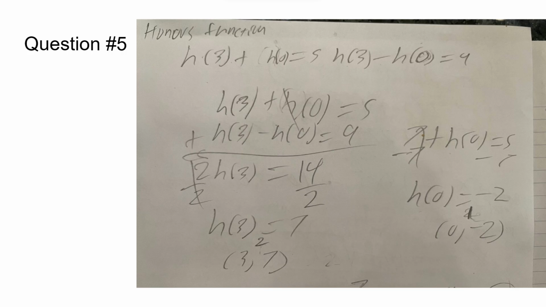And then we can plug that back into our original equation, h of 3 plus h of 0 equals 5. That gives us 7 plus h of 0 equals 5. So subtract 7 from both sides, which gives us h of 0 equals negative 2, which means when x is equal to 0, the y value is equal to negative 2, which gives us our second point, (0, negative 2).